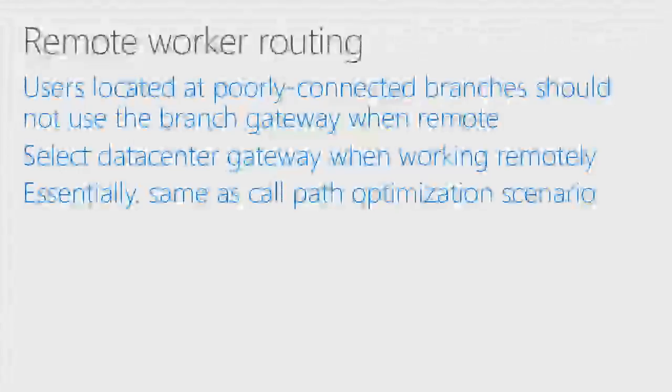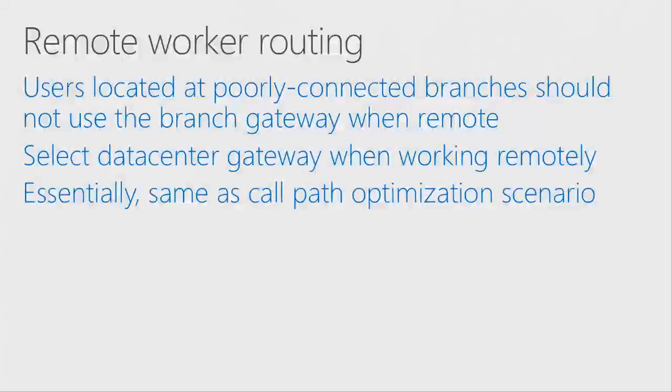You can use this feature. I think it's still maybe a little complex for this, but I just wanted to point out, because you are at an unknown site, you can actually select this data center gateway. So it's the same as the call path optimization, just thinking about optimizing it for remote workers. And the implementation details are the same.